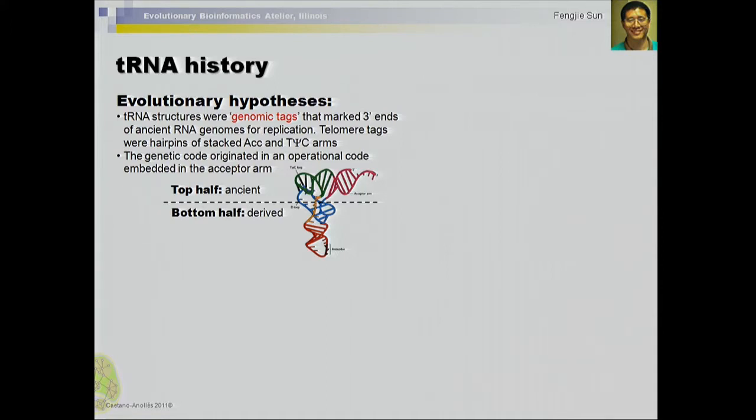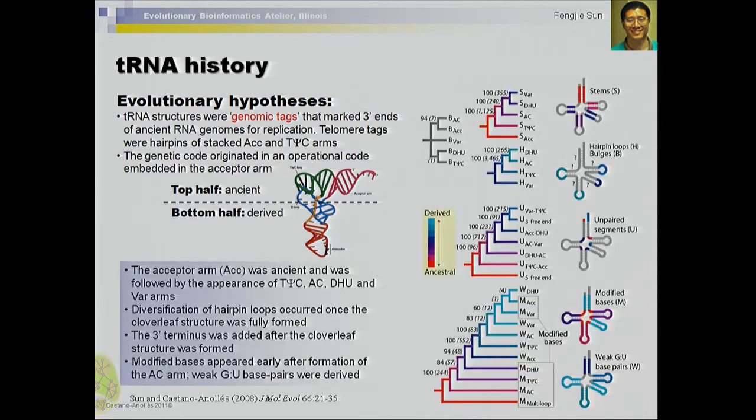For instance, the fact that the top half of the molecule is ancient and was involved in acting as genomic tags during a very primordial phase, and that this segment hosted an operational code, a primitive genetic code that preceded the modern code. So we basically confirm this distinction, and we've seen that stems related to the acceptor arm of the transfer RNA molecule are at the base of the phylogenies, and the bottom half is derived, as you can see.